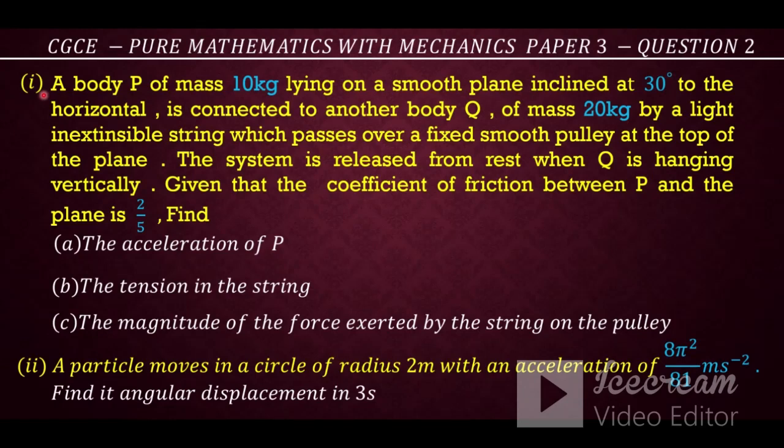And Question 2 part 2: A particle moves in a circle of radius 2 meters with an acceleration of 8π²/81 meters per second squared. Find its angular displacement in 3 seconds.